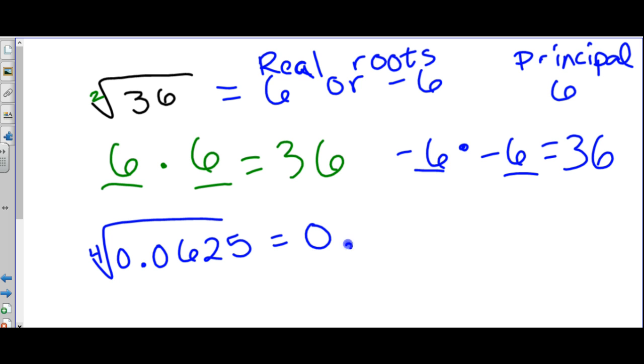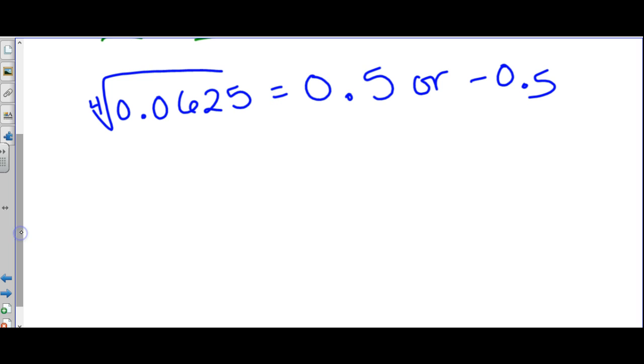So this one, it would depend on if they're asking us for principal roots only, or for all the real roots. If they say real roots, there's two answers. If they say principal roots, we would just use the 0.5. Now this is only for even indices. Our index here was 2, our index here was 4. If our index is odd, like the cube root, then there's only ever one answer.